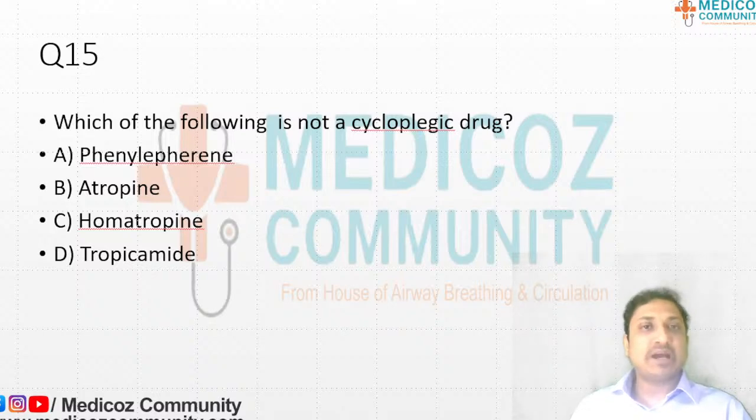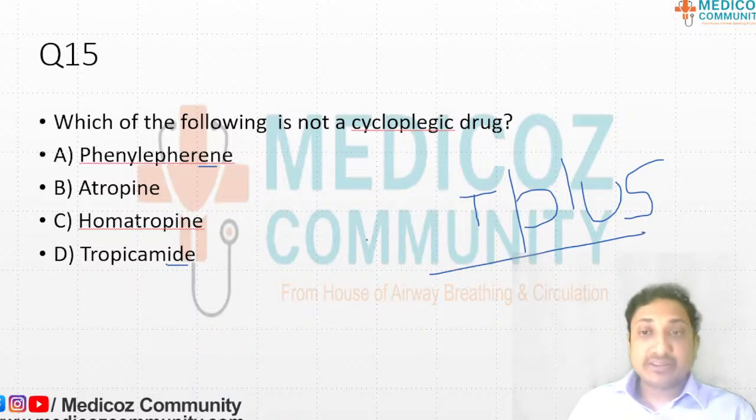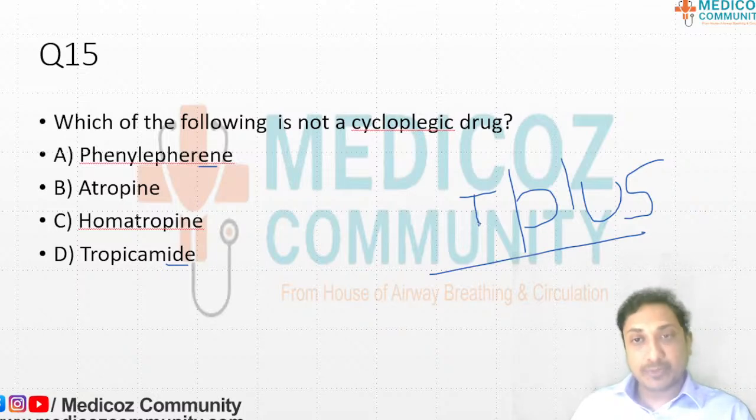You can also be asked what are the constituents of the most commonly used dilating drop, which is T+. So T+ drop is the commonly used dilating drop, which consists of phenylephrine and tropicamide. So I need your answers in the comment box. What is the concentration of phenylephrine and tropicamide used for the T+ drop?